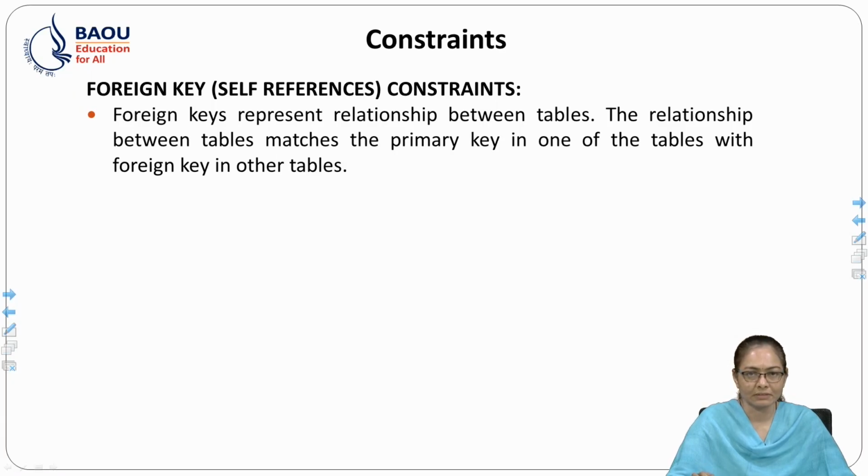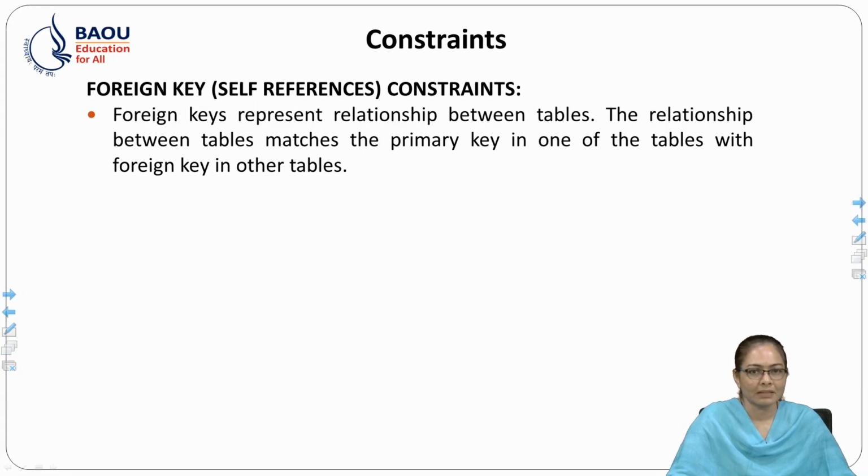Now, the next constraint is the foreign key constraint, or a self-referencing constraint. The foreign key constraint represents the relationship between the tables. The relationship between the tables matches the primary key in one of the tables with the foreign key in another table. The foreign key is a column or a group of columns whose values are matched with the primary key of some other table.